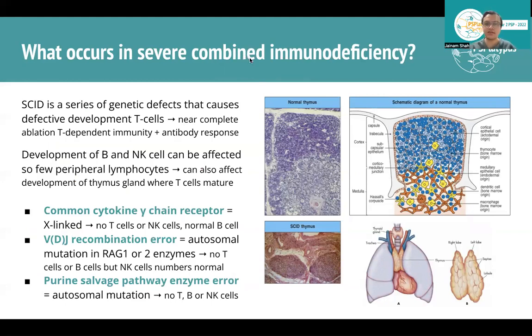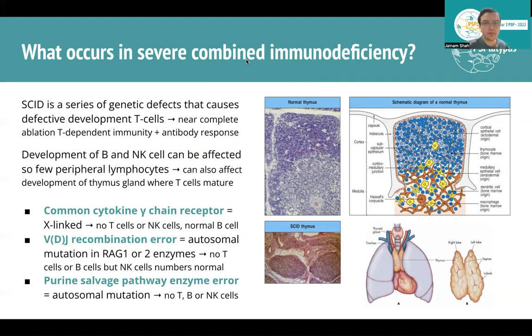It's a series of genetic defects that causes defective development of T cells. So now we're moving away from innate immunity, and we're going towards the cellular immunity. So you've got complete ablation of T-dependent immunity, as well as the antibody response, because we know the antibodies really require T helper cells to first stimulate them and tell them to start being produced from B cells. You also have problems with development of B and NK cells because everything really starts with the T cells being functional. So they can be affected, which means you have very few peripheral lymphocytes present.